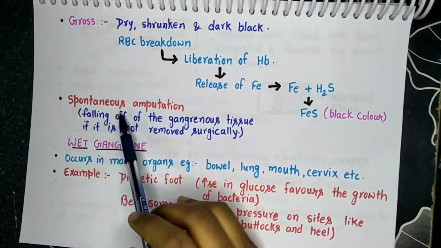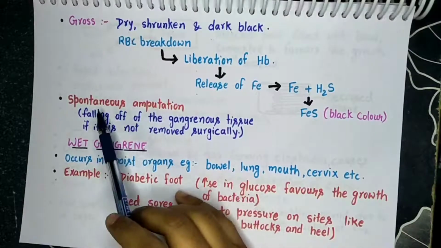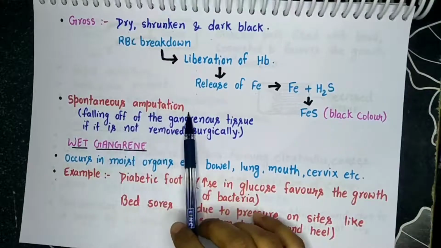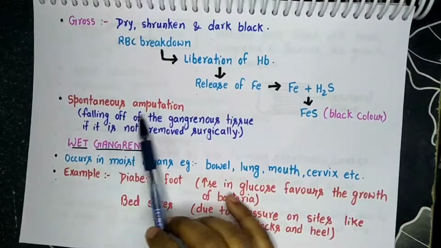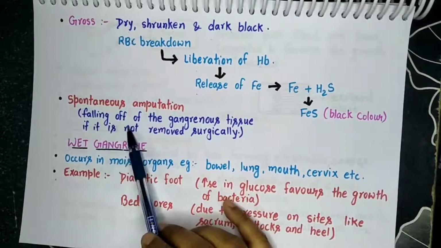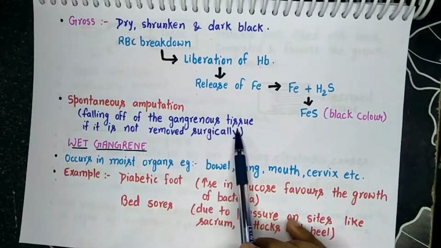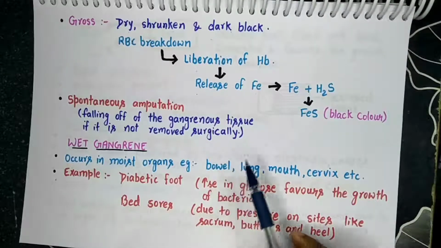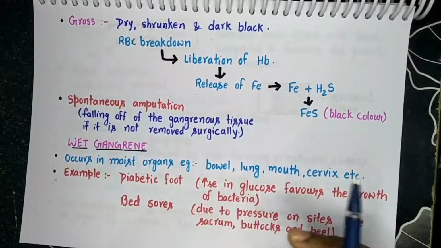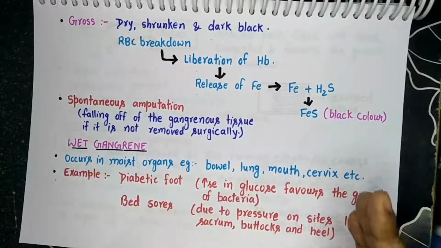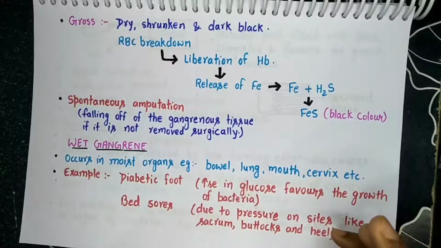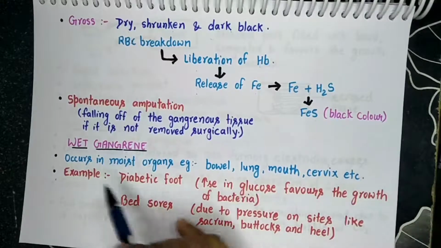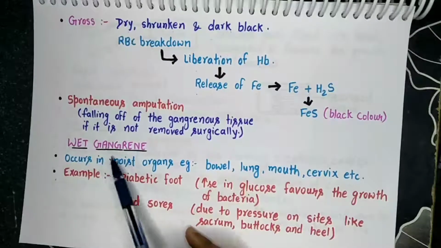Now come to spontaneous amputation. In case of dry gangrene, spontaneous amputation can take place. Spontaneous amputation means falling off of the gangrenous tissue if it is not removed surgically. Means there will be a spontaneous amputation of a particular necrosed tissue of our body if it is not removed surgically.